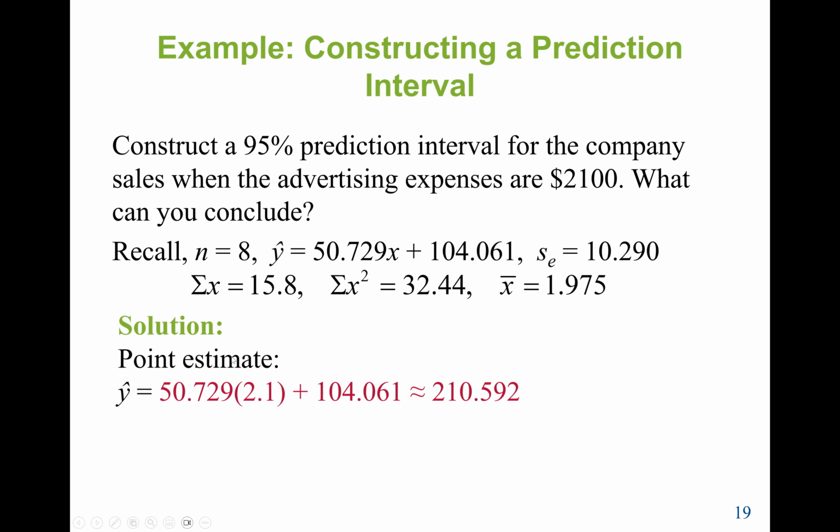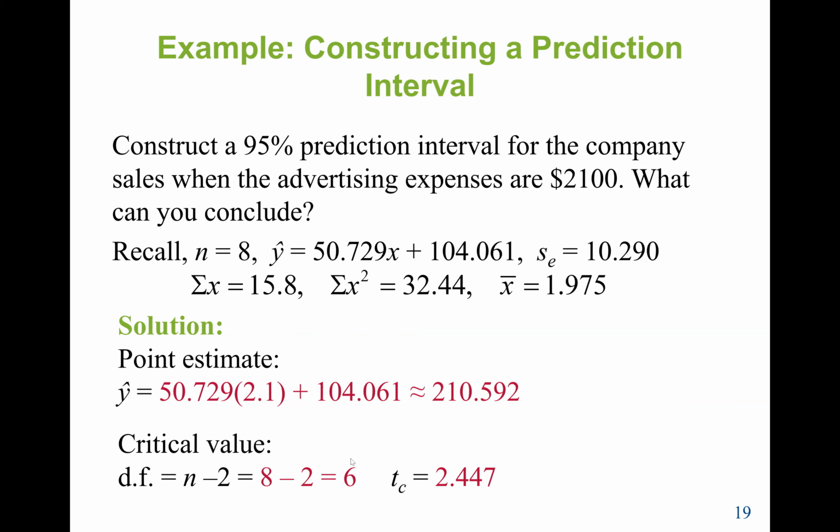So we can find the point estimate by using the given value 2,100, which is 2.1, because this is in thousands. And that gives us the prediction 210.529. Then we find the critical value. The degrees of freedom is 6. Then we go to the table. This is a 95% prediction, so the alpha value will be 0.05. From there, we can find t_c from the table, which is the critical value.